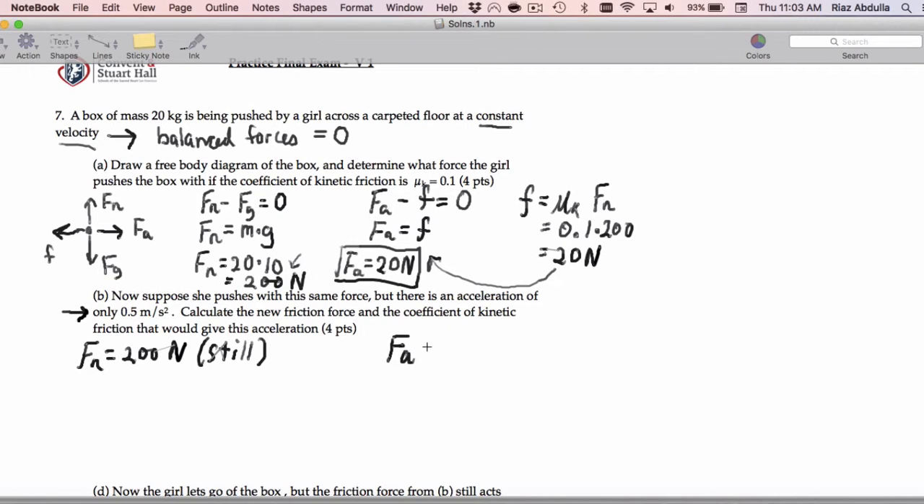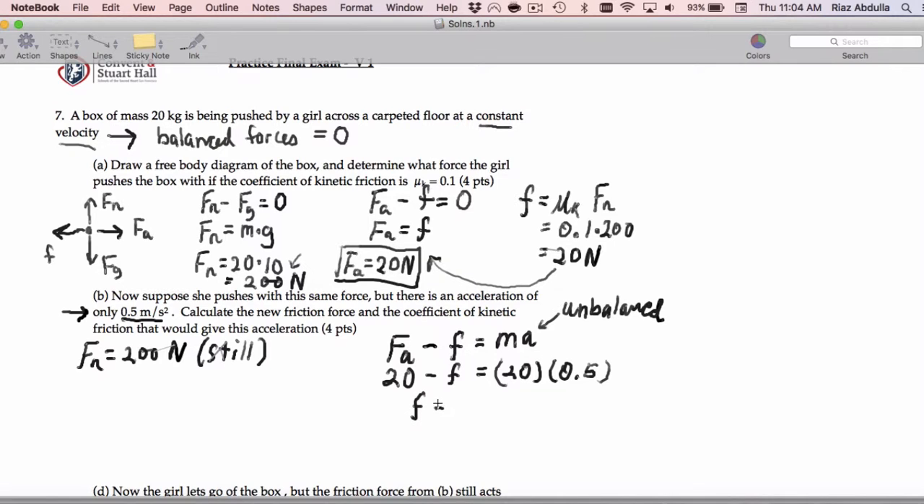So we have the applied force. We have a new friction force that we're going to calculate in a second. And that's going to equal m times a because now the forces are unbalanced. And we know they're unbalanced because we're accelerating. So we're going to have 20 newtons from above minus our unknown friction force is going to equal the 20 kilogram mass times its acceleration. So when we isolate that, we're going to end up getting a friction force equal to 10 newtons.